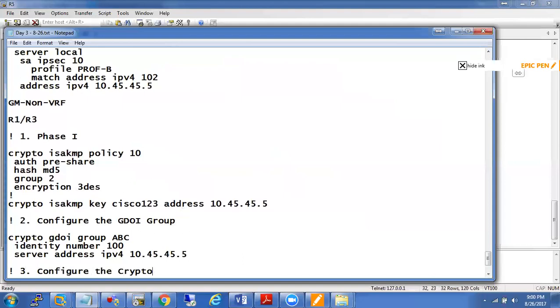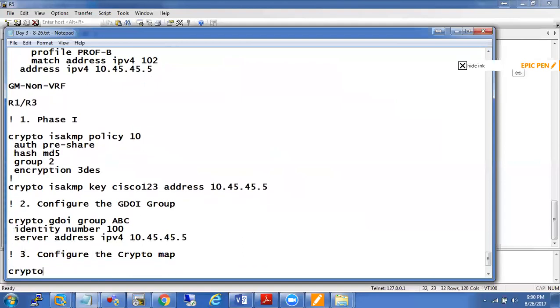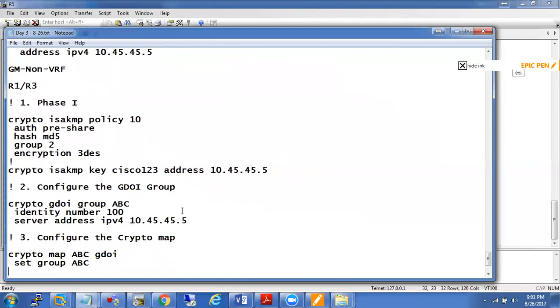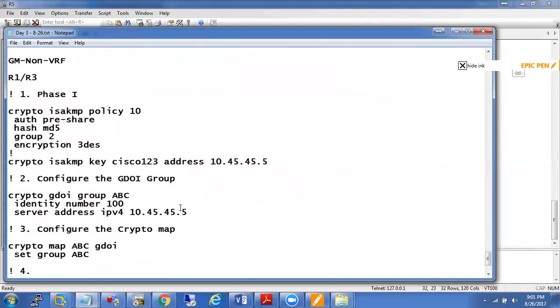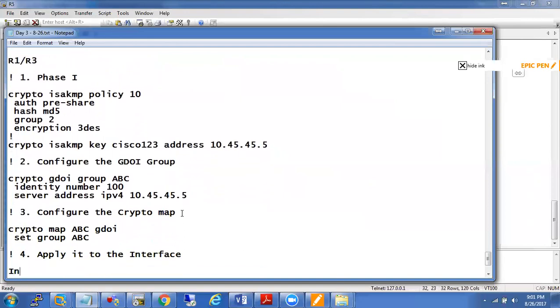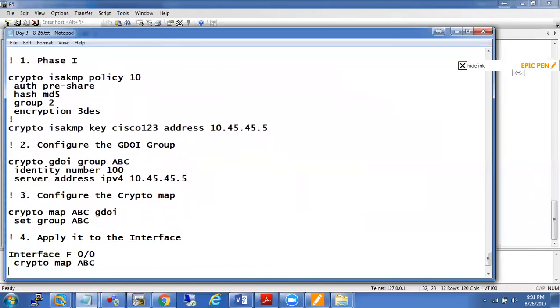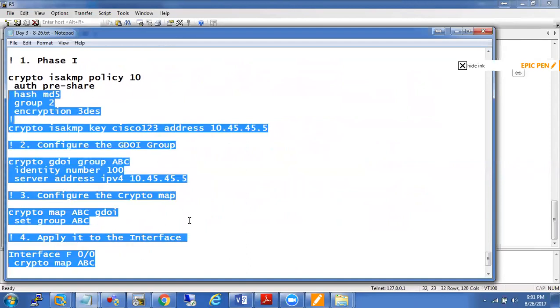Step 3. Configure the crypto map. Crypto map ABC GDOI, set group ABC. And the last thing, apply it to the interface. In our case, the interface was Z0/0, crypto map. I call it ABC. So this should be the config on R1.